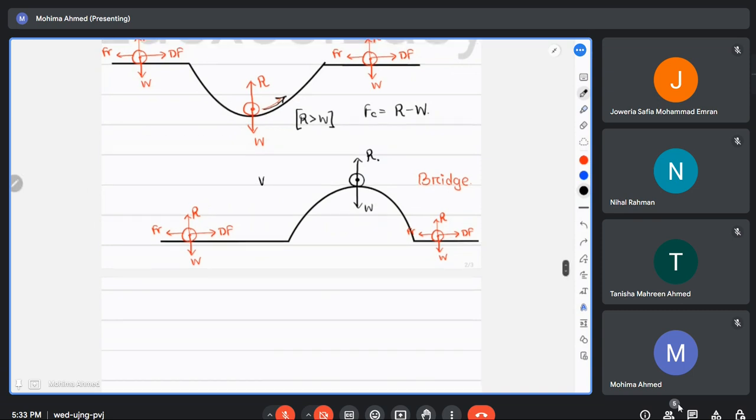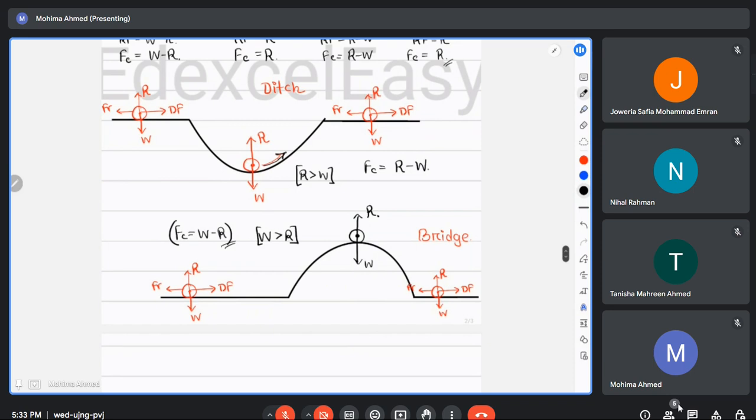So if weight is greater than reaction force, the equation for your centripetal force would be W minus R. Right? This is the equation for your centripetal force for bridge situations, and that was for your ditch situation. Okay? This is the equation. I mean, we completely explained the total scenario for the circle, but these are different sections of the circle.